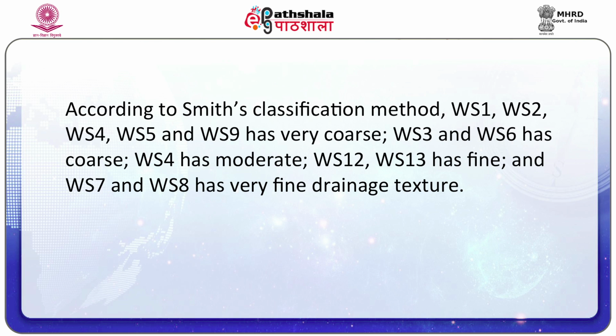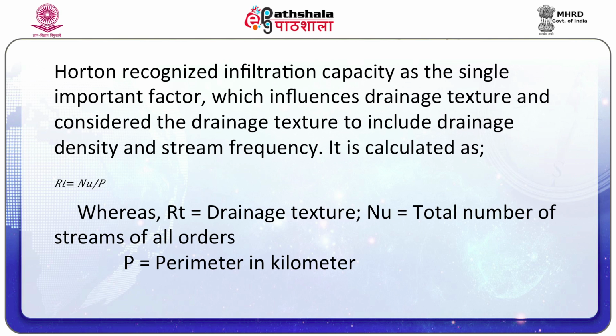According to the Smith classification method, watersheds 1, 2, 4, 5 and 9 have a very coarse, 3 and 5 have a coarse, 4 has moderate, watersheds 12 and 13 have fine, and watershed numbers 7 and 8 have a very fine drainage texture. Horton recognized infiltration capacity as the single most important factor which influenced drainage texture and considered the drainage texture to include drainage density and stream frequency.